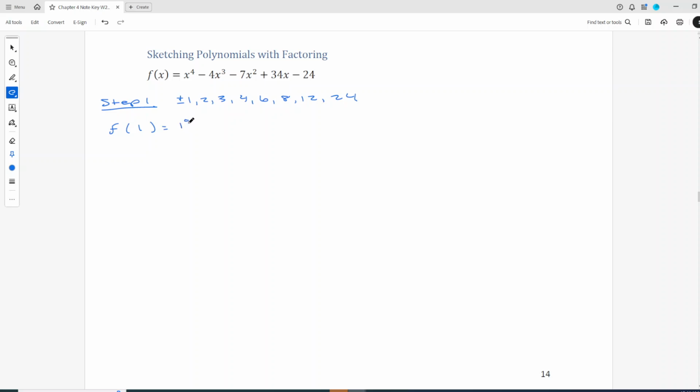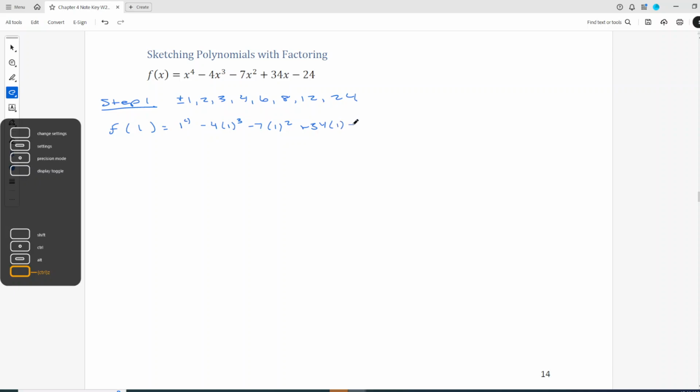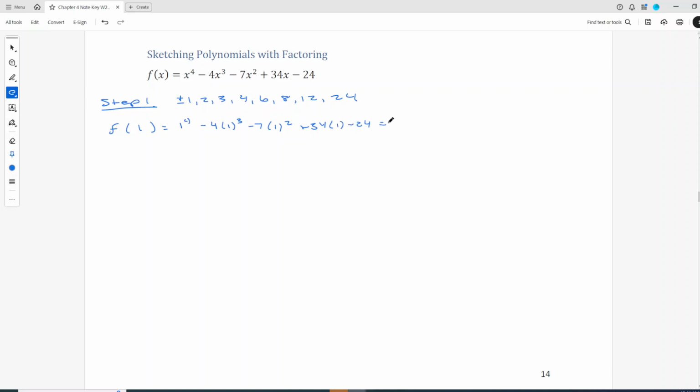So I'm going to have 1 to the 4 minus 4 times 1 cubed, minus 7 times 1 squared, plus 34 times 1, minus 24. I'm going to plug that into my calculator. Okay, I've got 1 minus 4 minus 7 plus 34 minus 24. Yes! Maybe I did this on purpose. So then we get to move on to step 2.